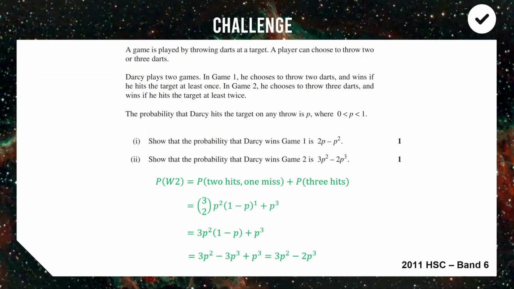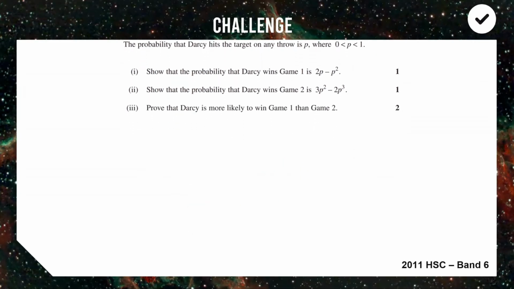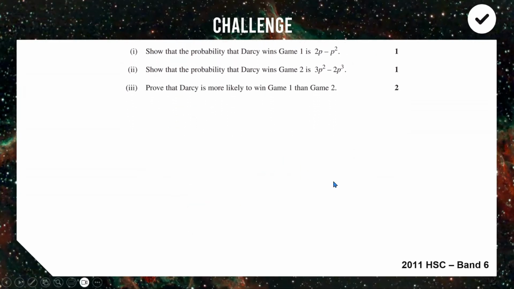Okay, now we get into the fun part, the real band 6 stuff. Prove that Darcy is more likely to win game 1 than game 2. So show that 2P minus P squared is greater than 3P squared minus 2P cubed. Oh my God, I love inequalities because I love extension 2. All right, let's put all these on one side, because it's usually much easier to compare something against 0 rather than something against other algebra.